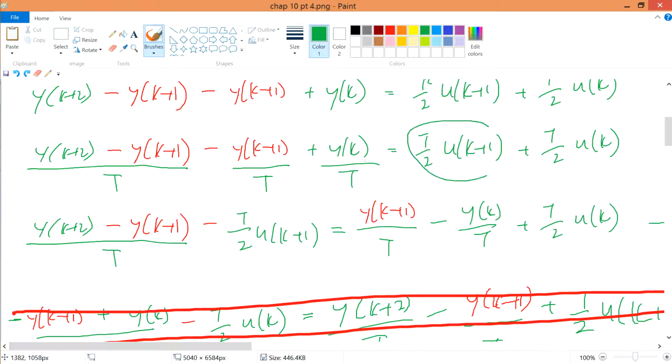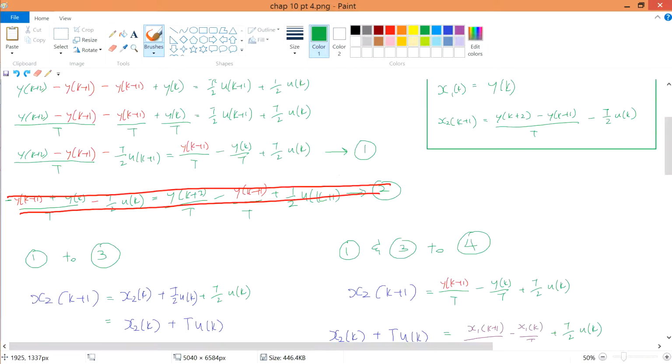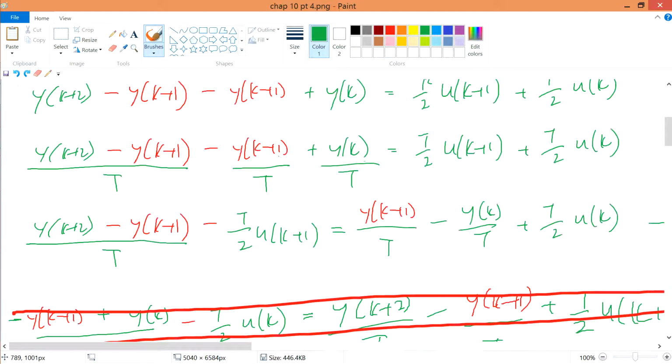Next, I'll bring this t over 2 uk plus 1 to the other side, so I'll have a minus t over 2 uk plus 1. After rearranging into this form, I'll call this equation 1. The next question you may ask is, why do I bring this to the other side? I really don't know. But what I can understand is that this is Euler's formula, in terms of time steps k plus 2 and k plus 1 over t, minus away t over 2 uk plus 1, where uk is your input.